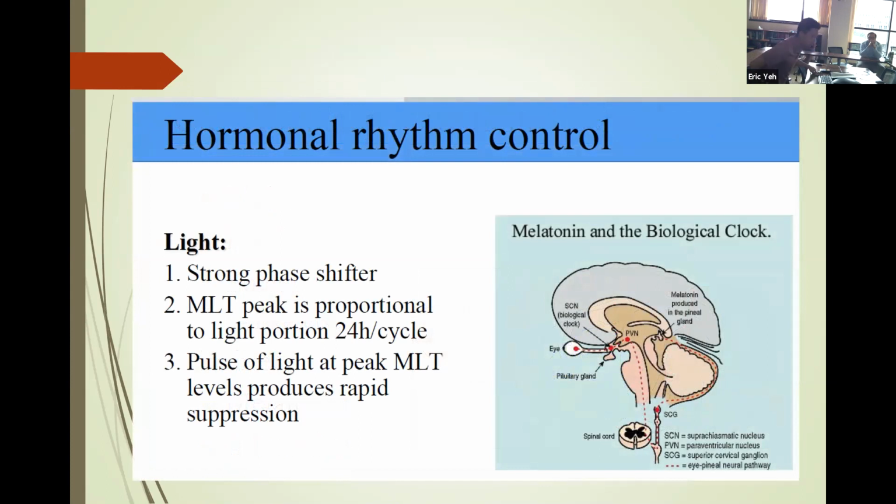So cues for sleep and circadian rhythm: light, food, social cues, melatonin, adenosine, and all that. Here's what we're talking about: melatonin and the biological clock. Melatonin is produced in the pineal gland, with light signals from the SCN, which controls your circadian rhythm. The peaks are proportional to light over 24 hours, and light at peak levels produces rapid suppression. That's why light therapy works in the mornings when you try to shift people, with light of a certain wavelength, while melatonin is controlling the clock.